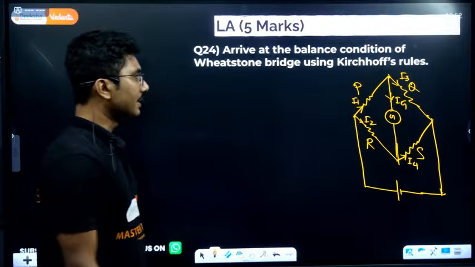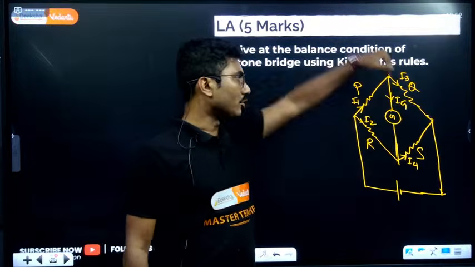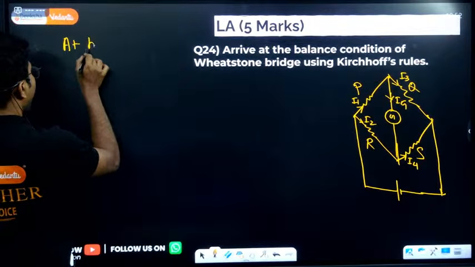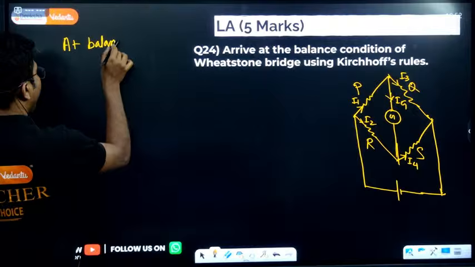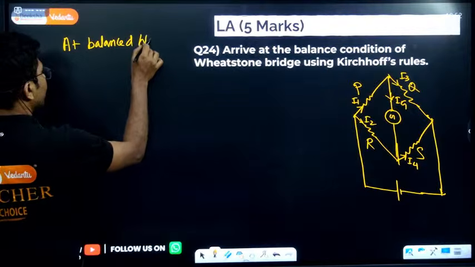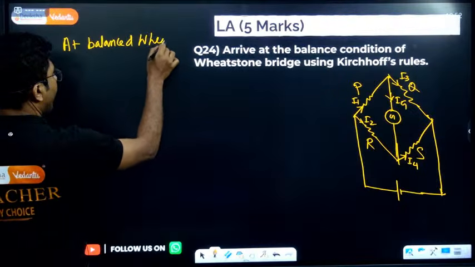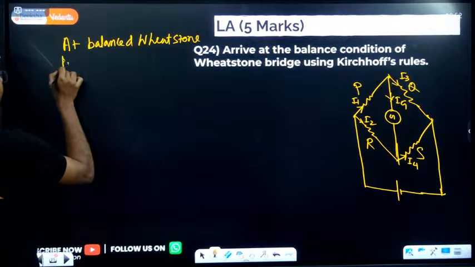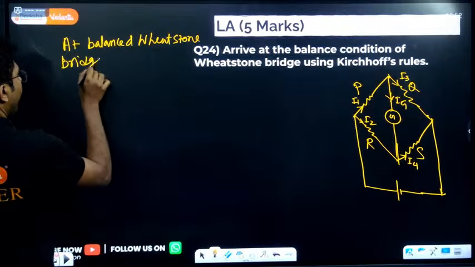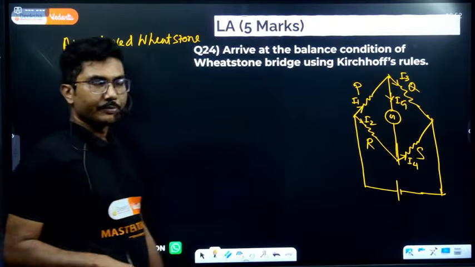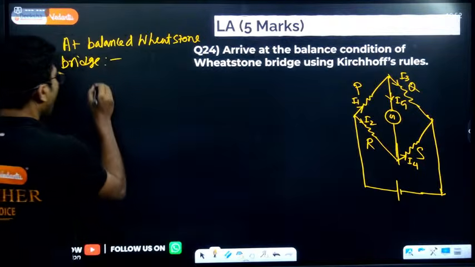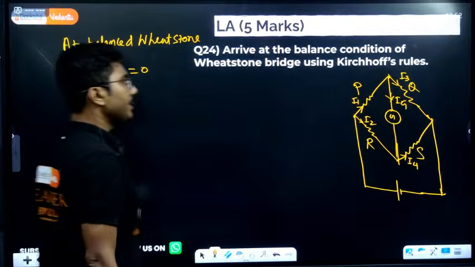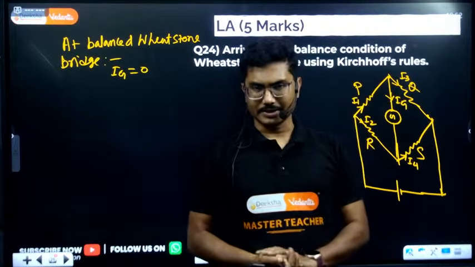Okay, now this current Ig is the galvanometer current. At balanced Wheatstone bridge, the condition is Ig must be equal to 0. So the galvanometer will not show any deflection.